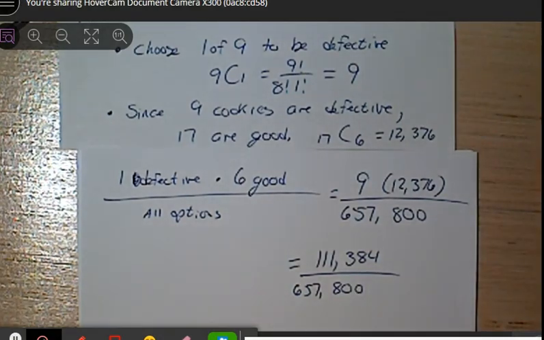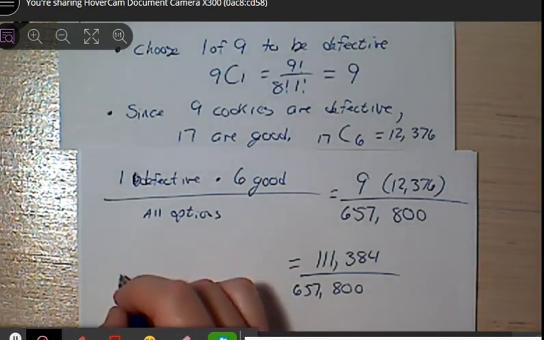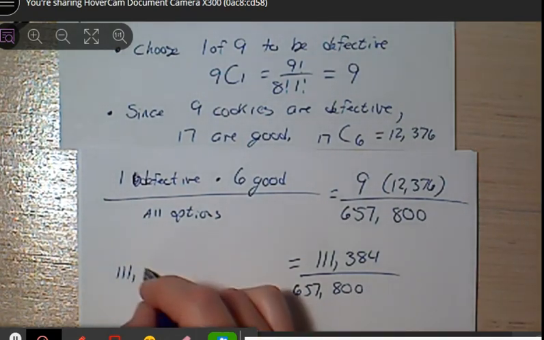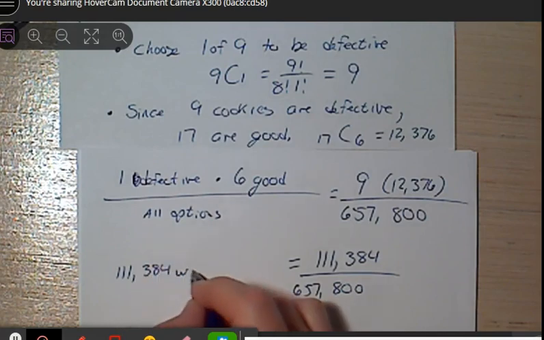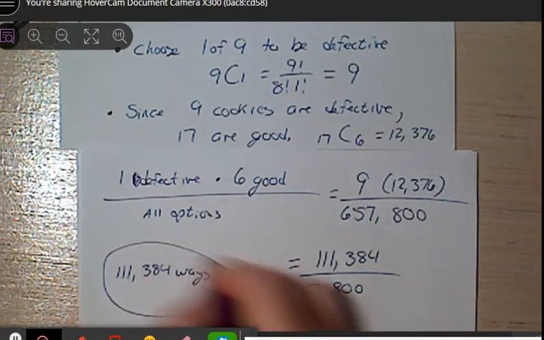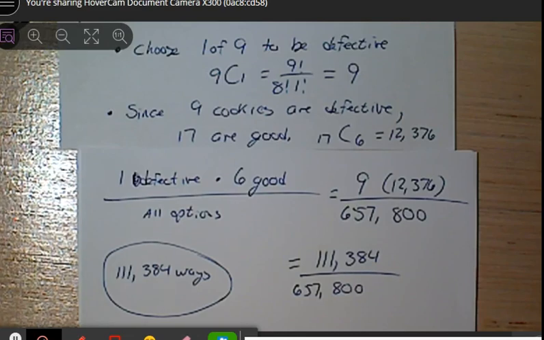They could ask you for how many different ways can you pick, how many different choices are there to pick the 1 defective cookie and the 6 good cookies, or whatever it is asked for. So there's 111,384 ways that you can pick this thing out where you only get 1 defective cookie.